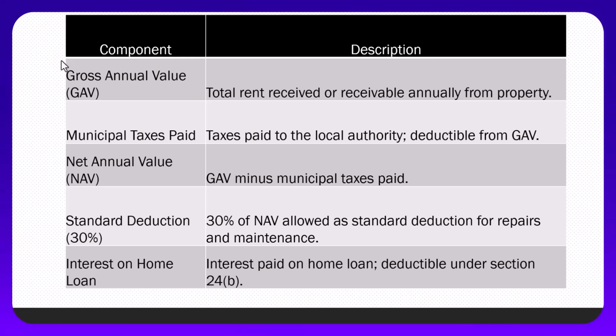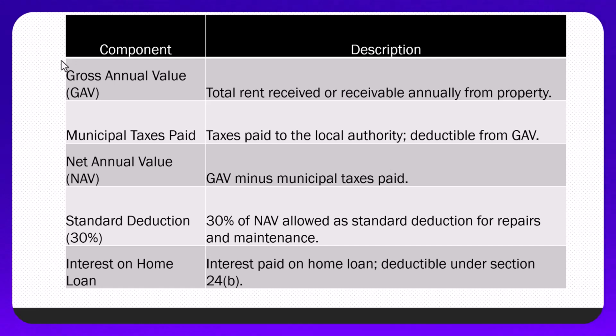Then we have income from house property, gross annual value. First, you have to calculate the GAV, which is the total rent received or receivable annually from a property. So first of all, how much rent you can receive or have received. Suppose you have fixed a rent of 1 lakh rupees per month, but you have got only 11 lakhs. 1 lakh the company has still not paid, but you have to pay tax on 12 lakhs, because it is on accrual basis. Even if you do not get it, you have to pay tax on that.